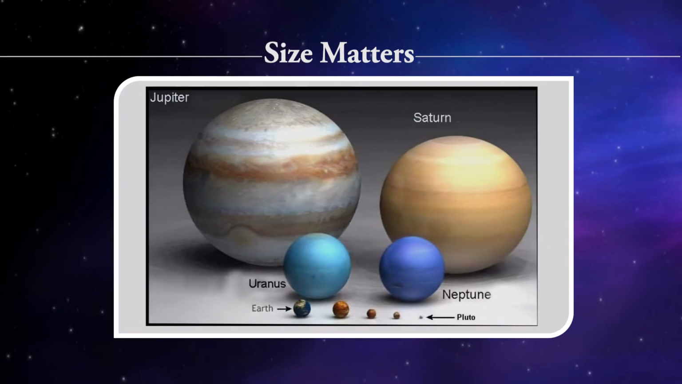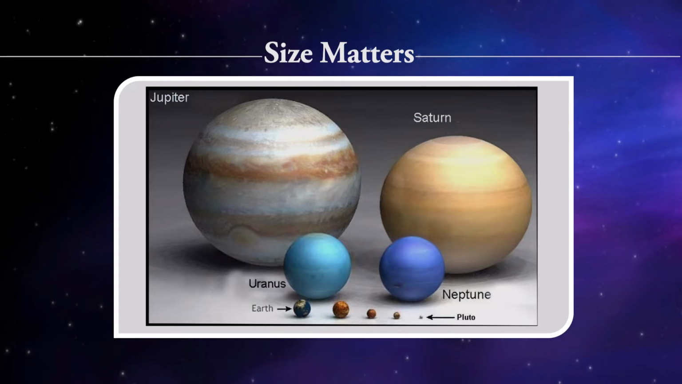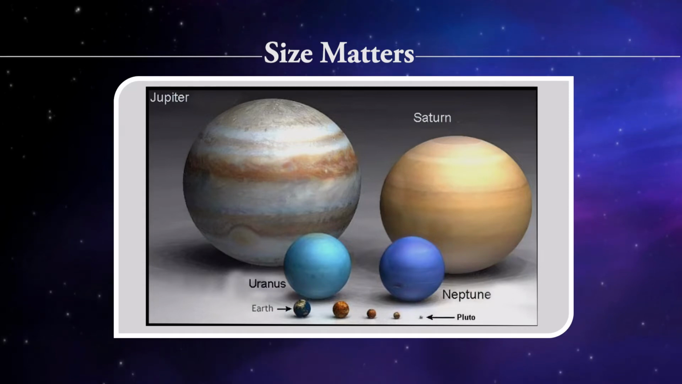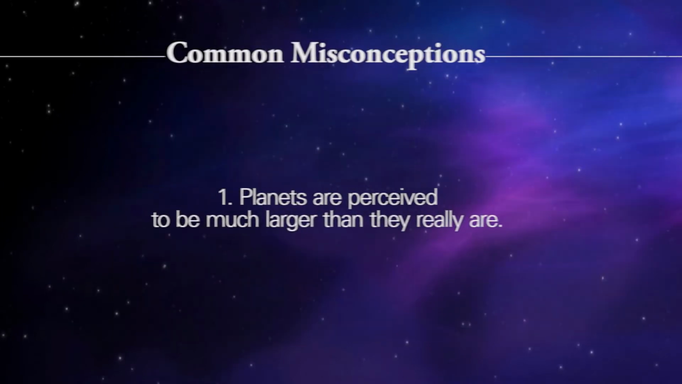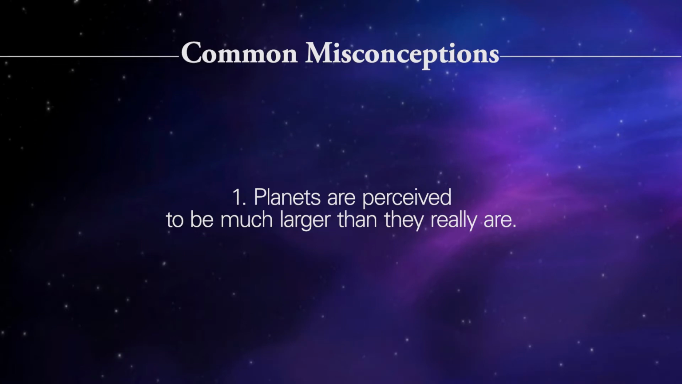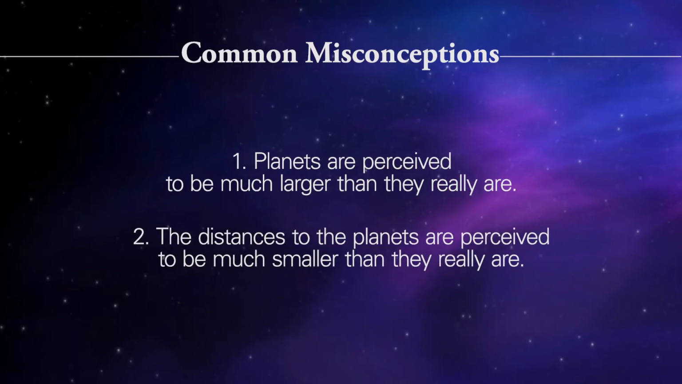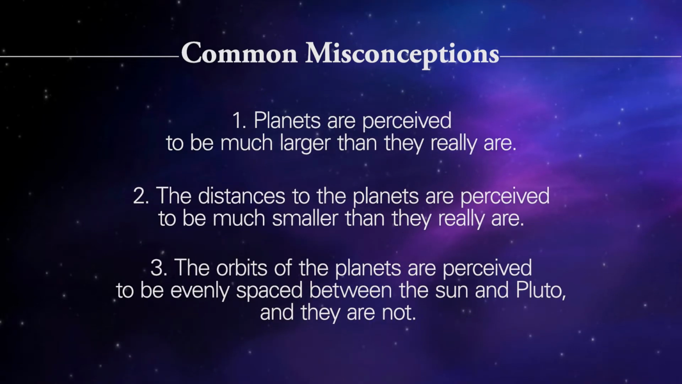So let's rescale, and in this image, we've removed the sun from comparison. It allows us to enlarge the planets so that we might be able to see them better. Here are the 8 planets of our solar system, as well as the dwarf planet Pluto. And as you can see, even at this scale, some of our smallest planets are still difficult to see. Common misconceptions about our solar system include the fact that planets are perceived to be much larger than they really are, that the distances to the planets are perceived to be much smaller than they really are, and that the orbits of the planets are perceived to be evenly spaced between the Sun and Pluto, and they're not.